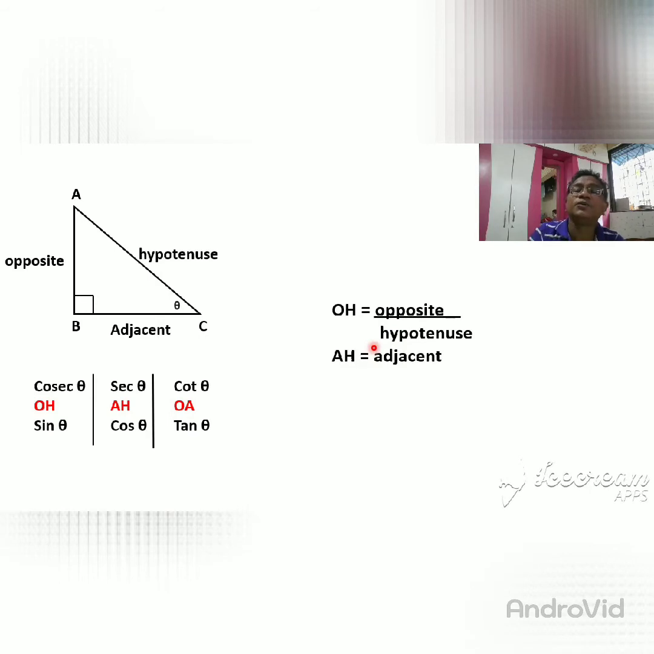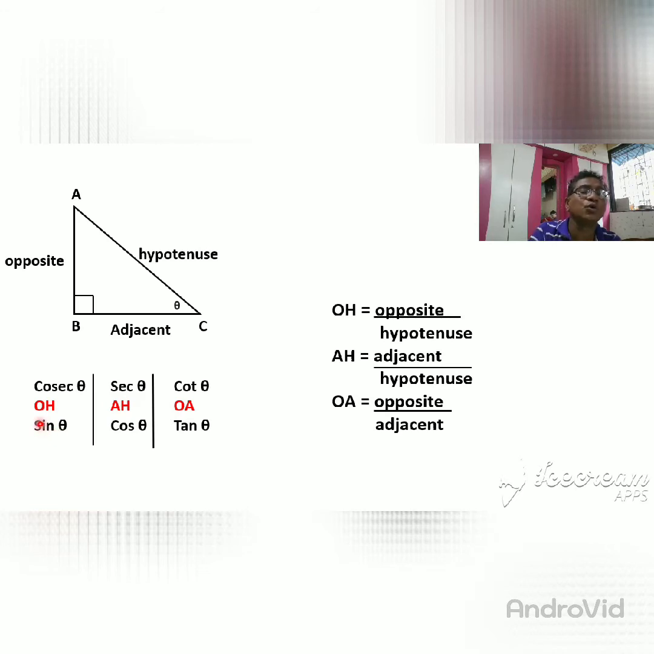Then Ha means adjacent divided by hypotenuse. Then OA means opposite divided by adjacent. So in such a way, O means opposite divided by hypotenuse, Ha means adjacent divided by hypotenuse, and OA means opposite divided by adjacent. So these are the three words O, Ha and OA. With the help of these three words, we can remember all of trigonometry.